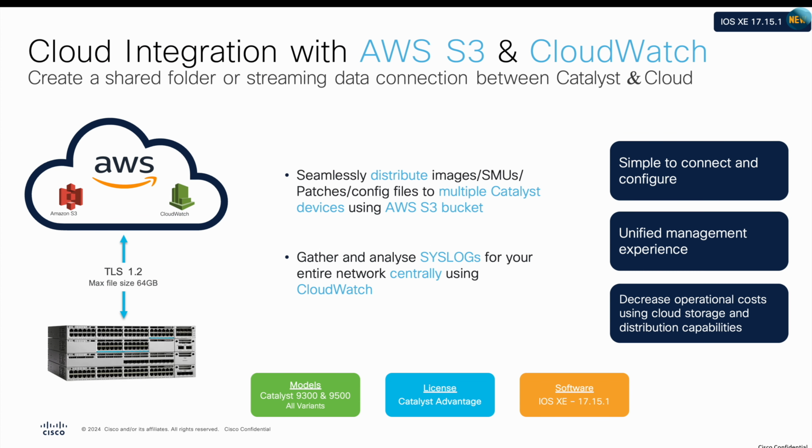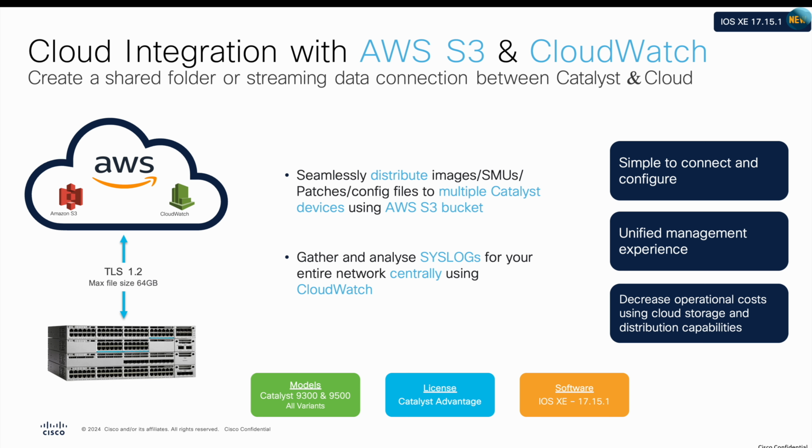Now, moving forward to the programmability, automation, and cloud capabilities, we are pleased to announce that within the software release, cloud integration comes to IOS XE with AWS S3 and CloudWatch. With IOS XE 17.15.1, we're introducing seamless distribution of software images, software maintenance updates, SMUs for short, software patches, and config files to multiple Catalyst devices using an AWS S3 bucket, giving network administrators a way to manage multiple files of their network on a central cloud repository.